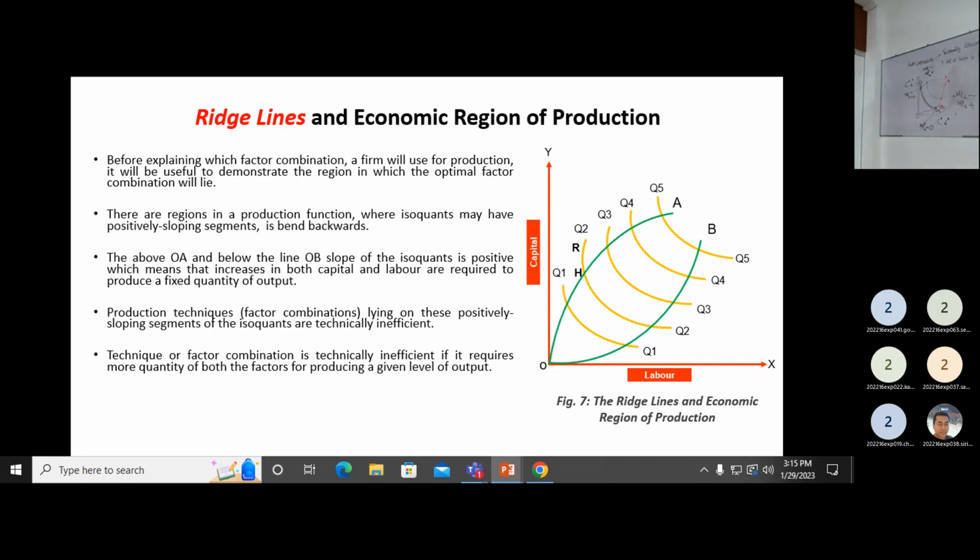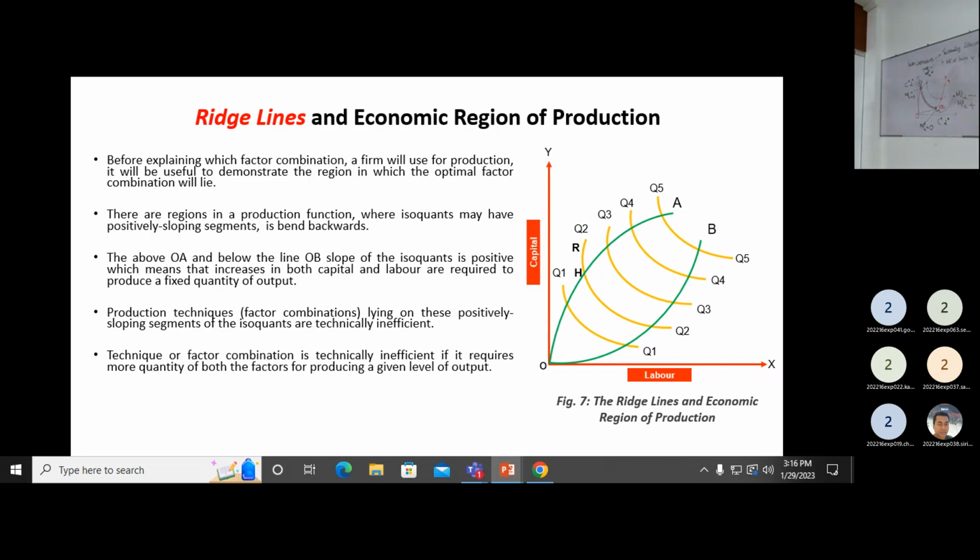Then it says, above OA, you could see the OA line, and below the line OB, after these areas the slope of the isoquant is positive, which means increases in both capital and labor are required to produce a fixed quantity of output. You need to increase both labor and capital to keep the output level as it is.